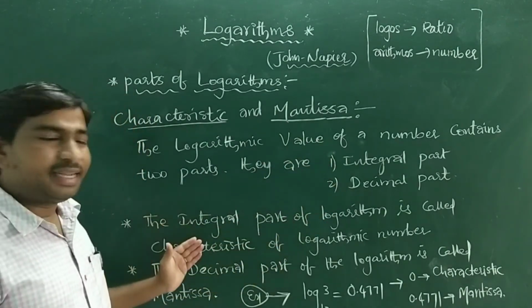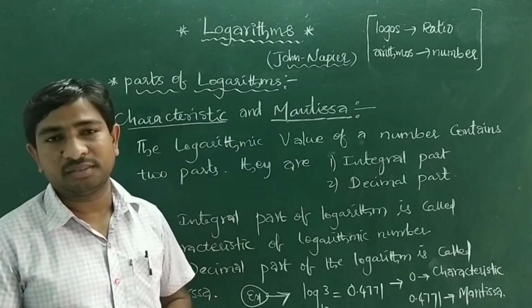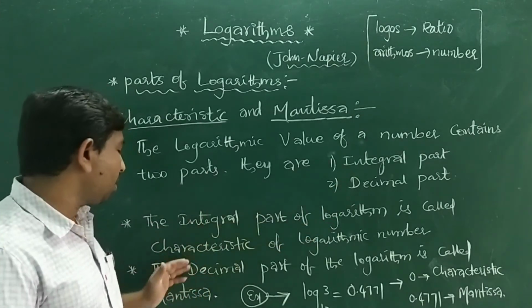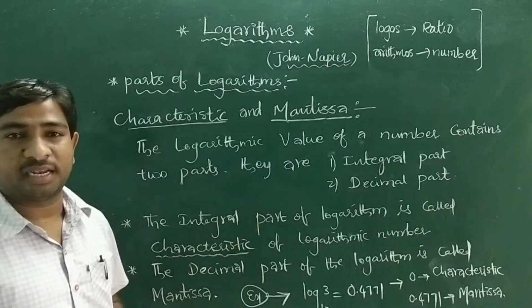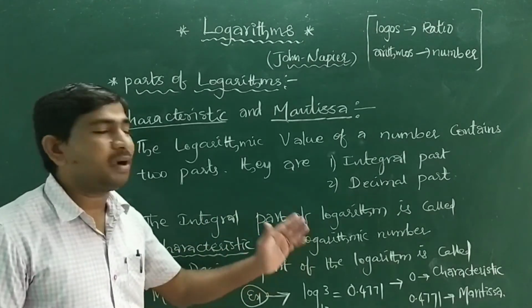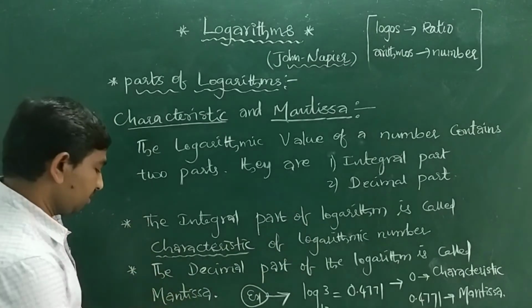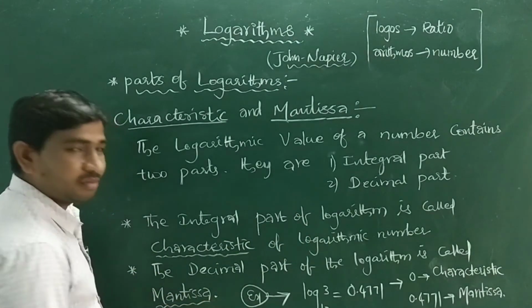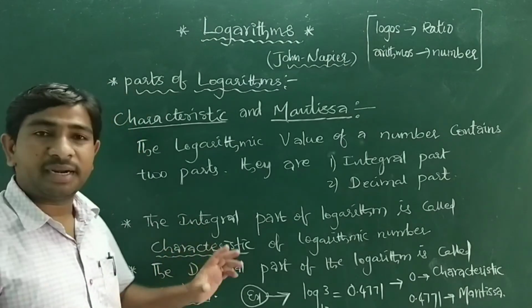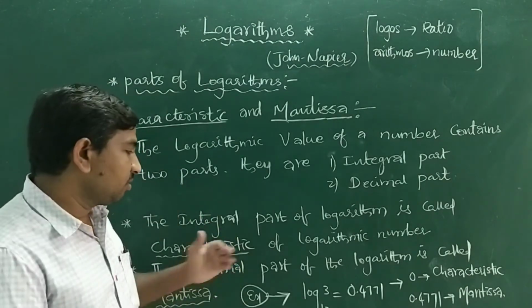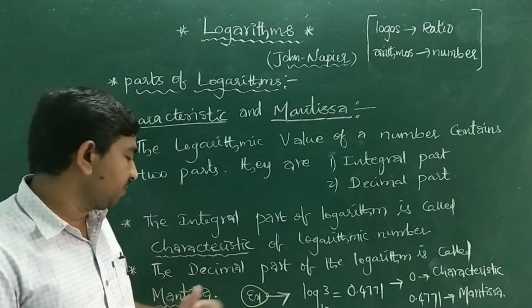The integral part of the logarithm is called the characteristic of the logarithmic number, and the decimal part of the logarithm is called the mantissa. The decimal part is called the mantissa, and the integral part is called the characteristic. Let us see an example.